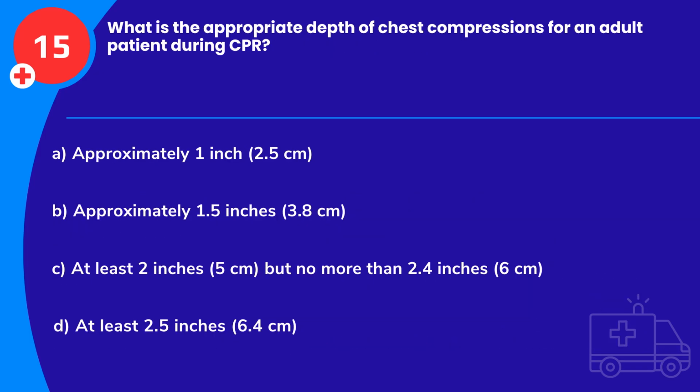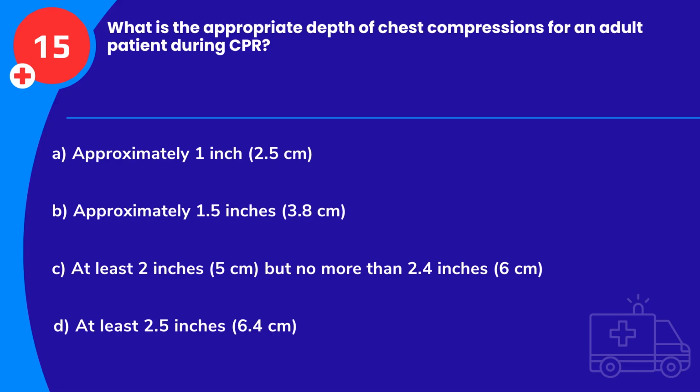Question 15. What is the appropriate depth of chest compressions for an adult patient during CPR? A. Approximately 1 inch, 2.5 centimeters. B. Approximately 1.5 inches, 3.8 centimeters. C. At least 2 inches, 5 centimeters, but no more than 2.4 inches, 6 centimeters. D. At least 2.5 inches, 6.4 centimeters.